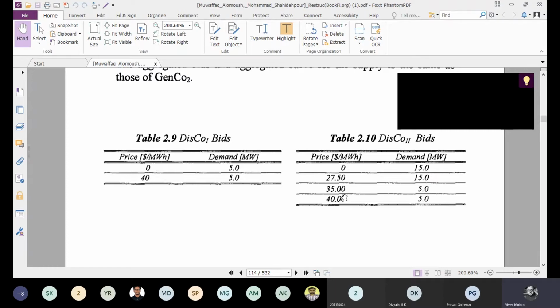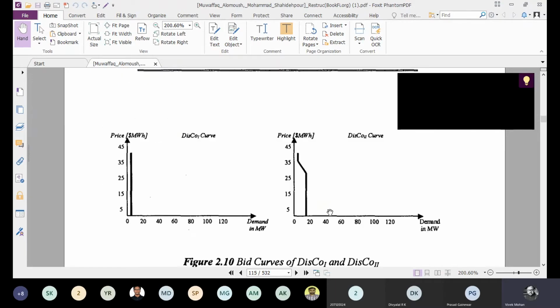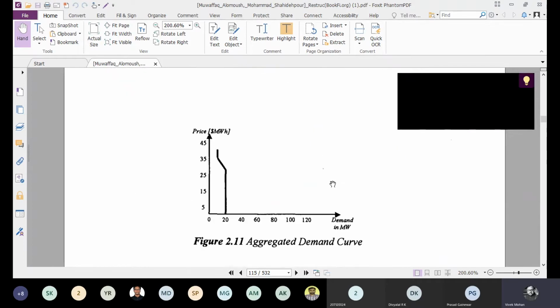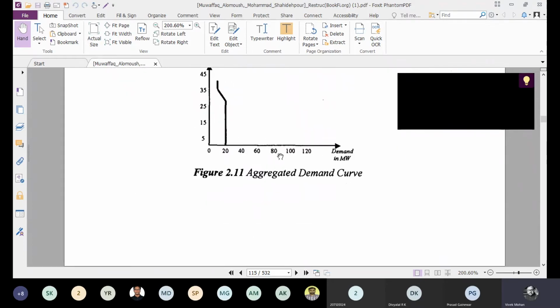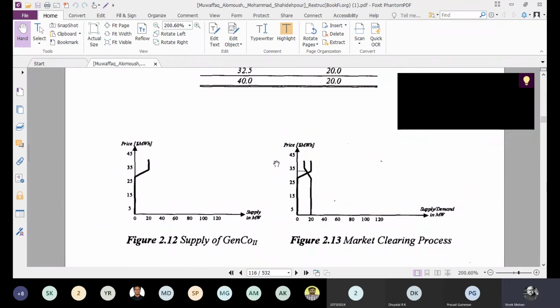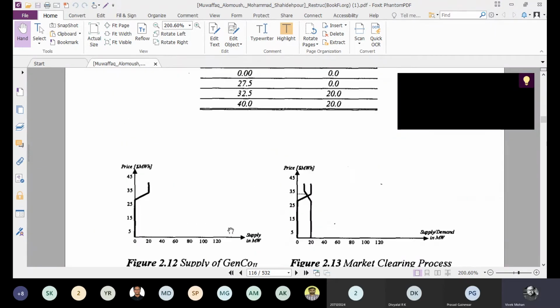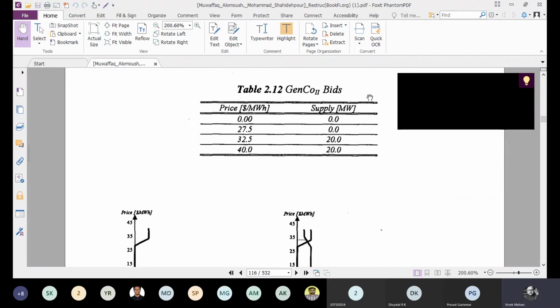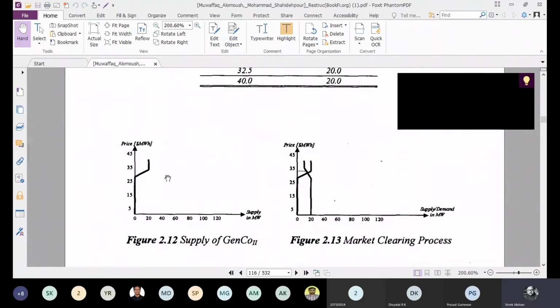Then it remains at 5 itself in the range 35 to 40. So we again draw the separate demand curves for Discos 1 and 2. Then from that we draw the aggregated demand curve, and we go for the supply curve. But in the supply curve, in the hour ahead market, Genco 1 has not submitted any bid. Genco 2 has only submitted bids. So while drawing the separate supply curves, we have only the supply curve of Genco 2. But for demand, we have the aggregated demand curve.